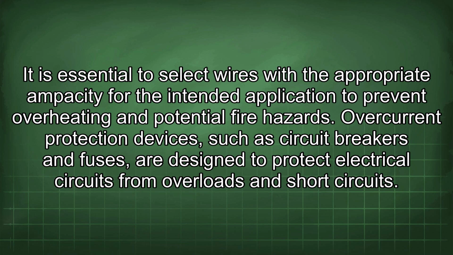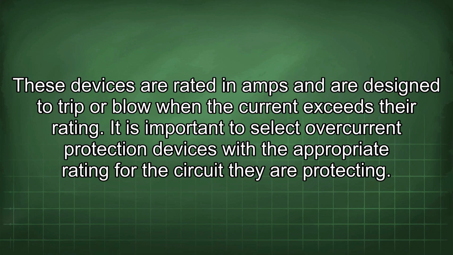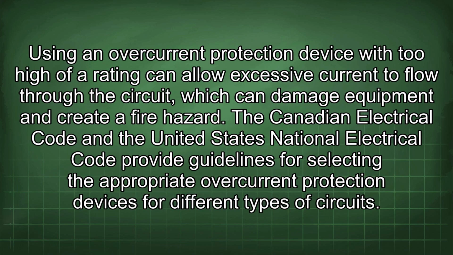Overcurrent protection devices, such as circuit breakers and fuses, are designed to protect electrical circuits from overloads and short circuits. These devices are rated in amps and are designed to trip or blow when the current exceeds their rating. It is important to select overcurrent protection devices with the appropriate rating for the circuit they are protecting. Using an overcurrent protection device with too high of a rating can allow excessive current to flow through the circuit, which can damage equipment and create a fire hazard. The Canadian Electrical Code and the United States National Electrical Code provide guidelines for selecting the appropriate overcurrent protection devices for different types of circuits.